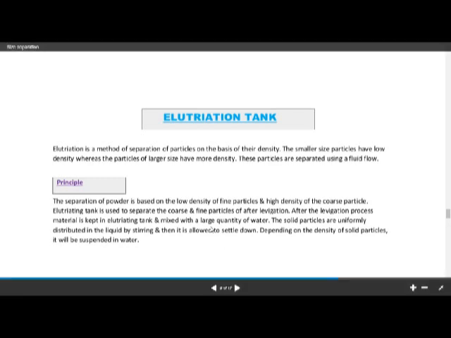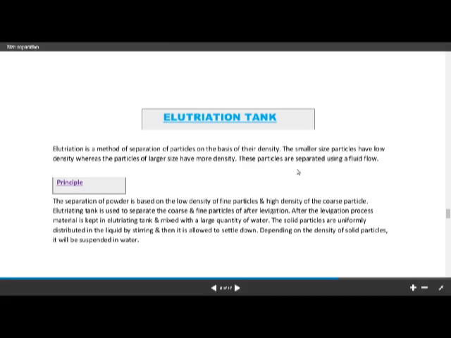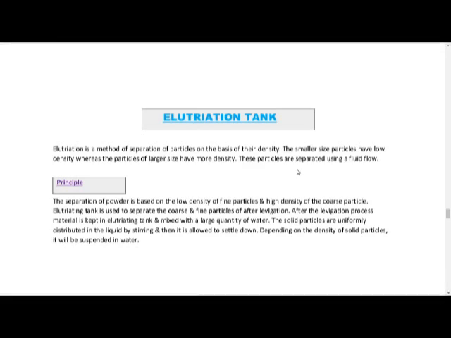Now this elutriation method is for the separation of particles on the basis of their density. The smaller size particles have low density, while the larger size particles have more density. So depending on the density, the particles are separated by this elutriation method. The instrument which we use for the elutriation method is called an elutriation tank. Now let us discuss the principle of this elutriation tank.